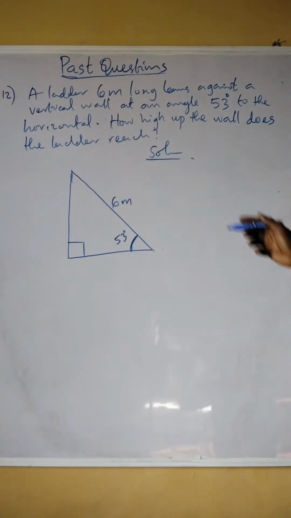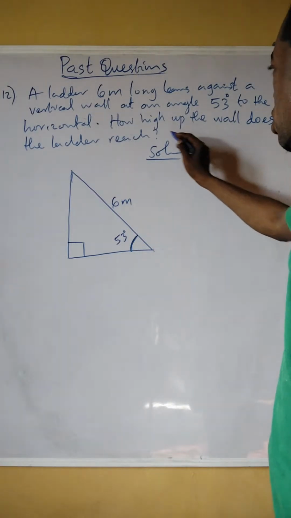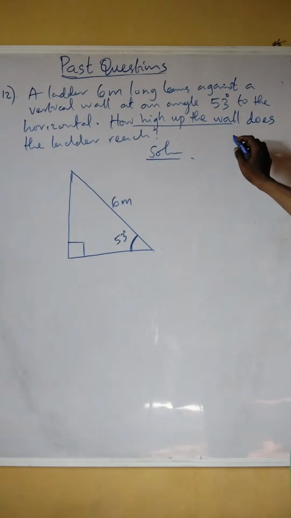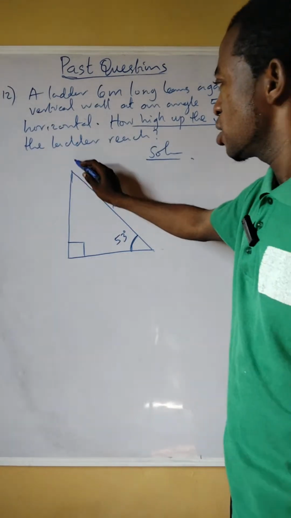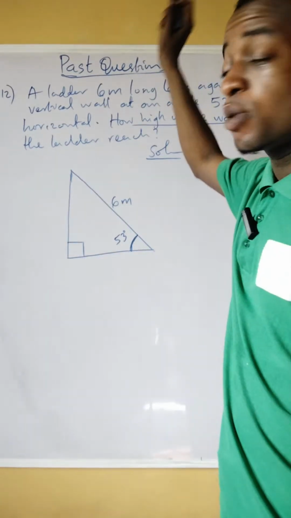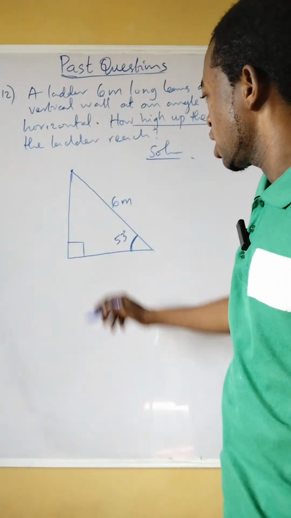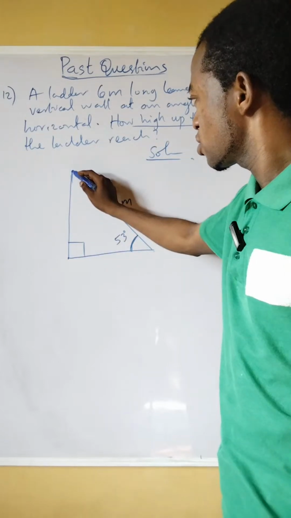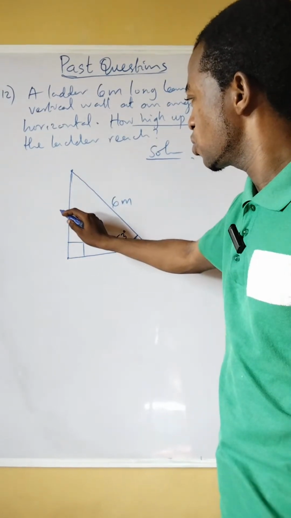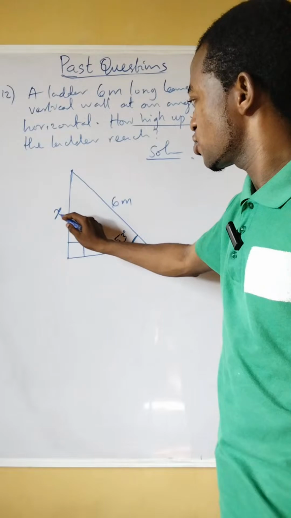Now, how high up the wall? How high up the wall does the ladder reach? Here, the wall actually might be taller, but where the ladder reaches is what we are interested in. So from the foot to the top of the ladder on the wall, you can label it as x.